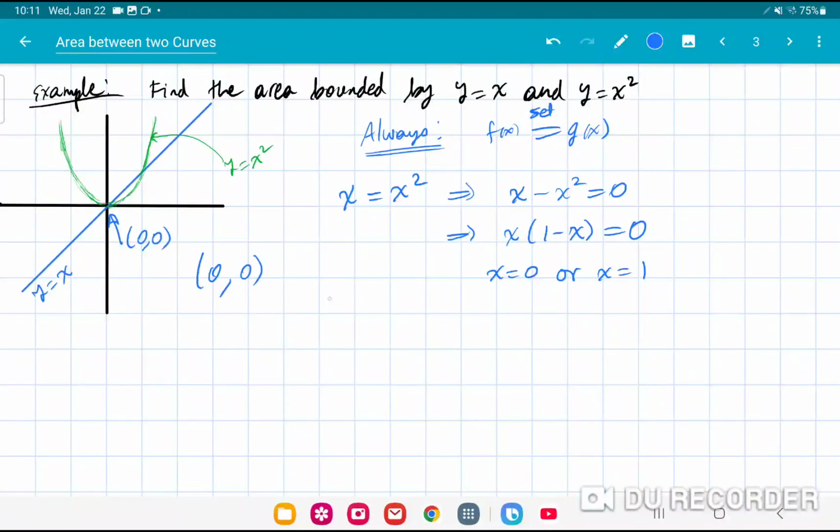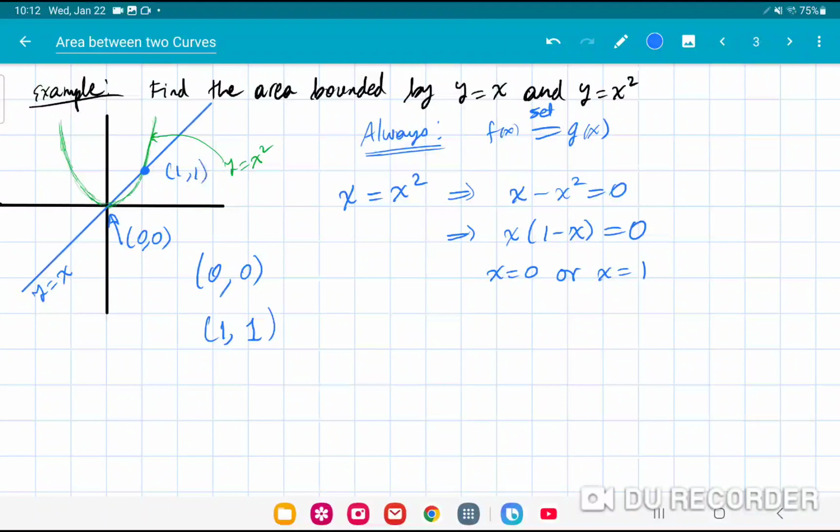And the second intersection point is when x equals 1. Stick this into the function, one of the two, doesn't matter which one, because they are equal at that point. So when you stick 1 in, 1 squared is 1. So they intersect at 1, 1. And that's the second intersection point, 1, comma 1.